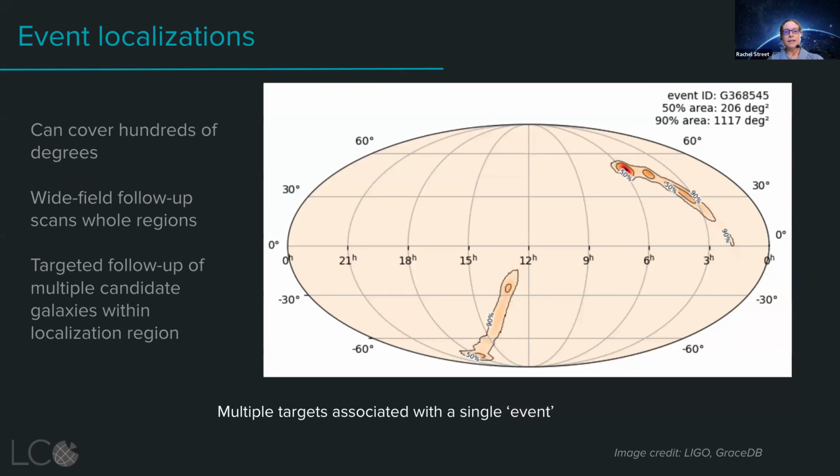The initial localization of a gravitational wave alert can, of course, span hundreds of degrees. So the race is then on to pinpoint the origin of the signal before any electromagnetic counterpart fades. Many facilities have to target specific regions around known galaxies, while others can target the entire localization region. So there are multiple candidate pointings associated with the same non-localized event.